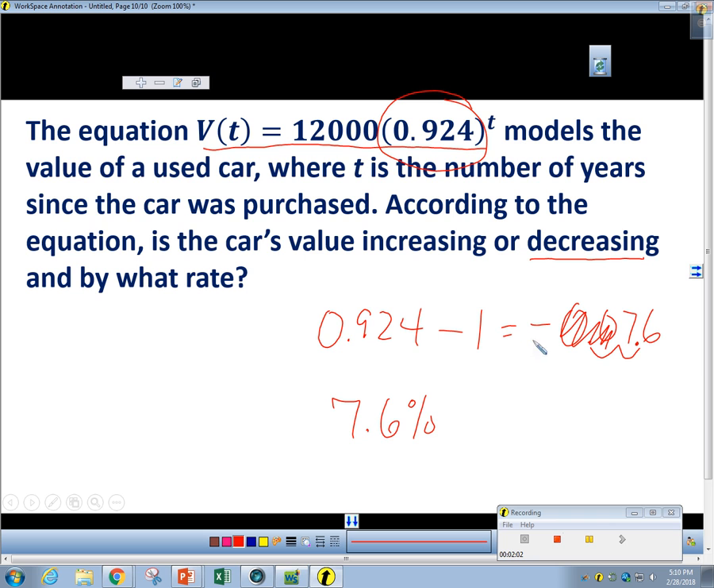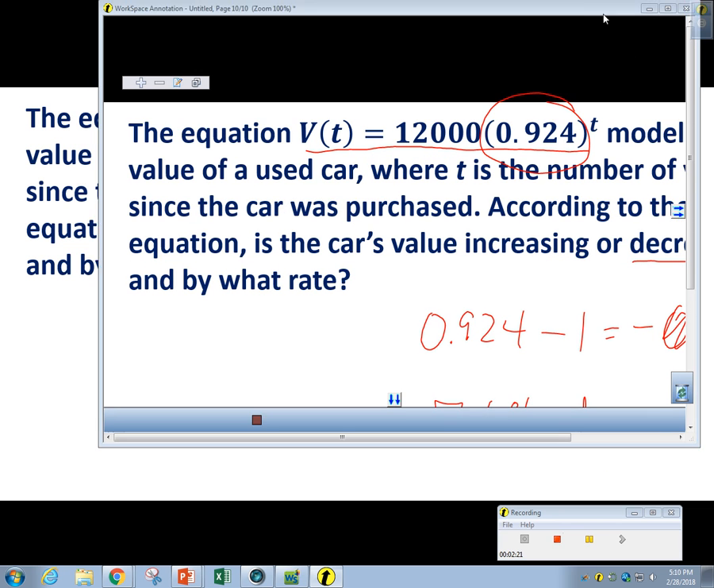And because it's negative, and because we knew from the beginning that that 0 meant it was decreasing, we're going to say 7.6% decrease. All right, so that's a decrease because it started with a 0. Let's look at one more of these.